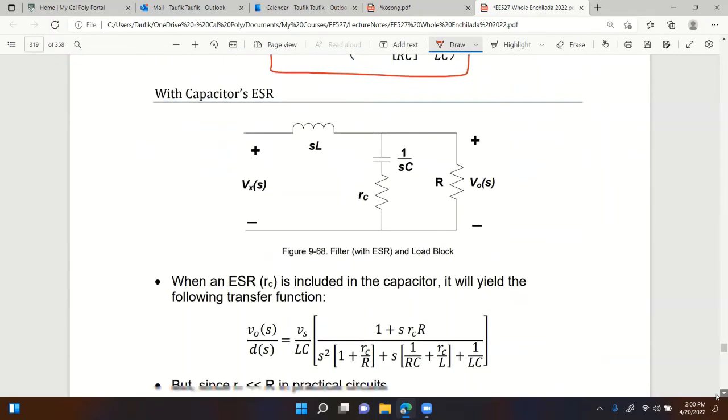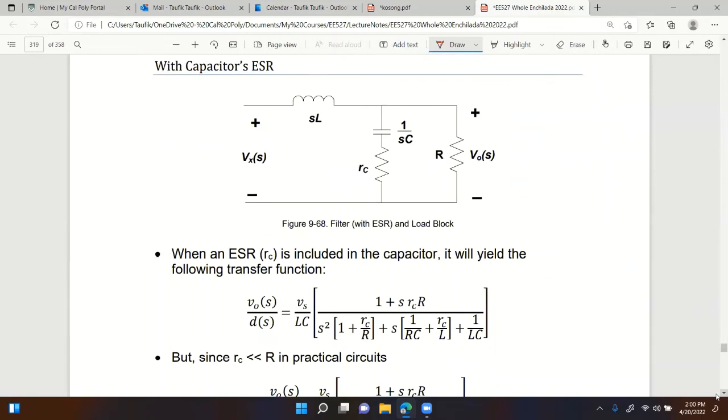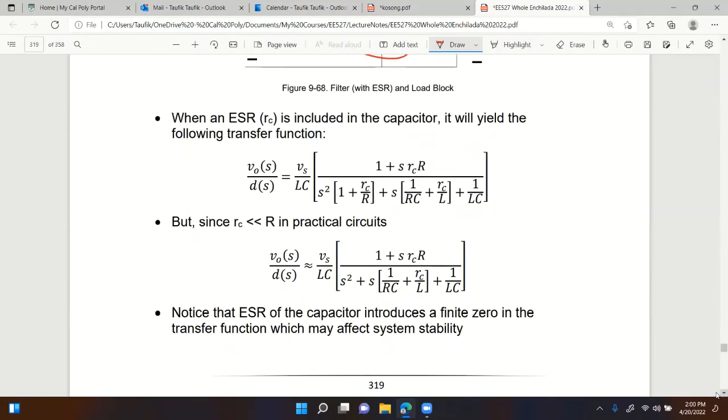If you have ESR right there, then you can still do a voltage divider, except now the equation changes. That's the ESR right here. So now we have a longer equation for the transfer function. However, in practice, the ESR is much less than the load resistor. If that is the case, then this transfer function reduces to that transfer function right there. This becomes just one, and you just get this reduced denominator.